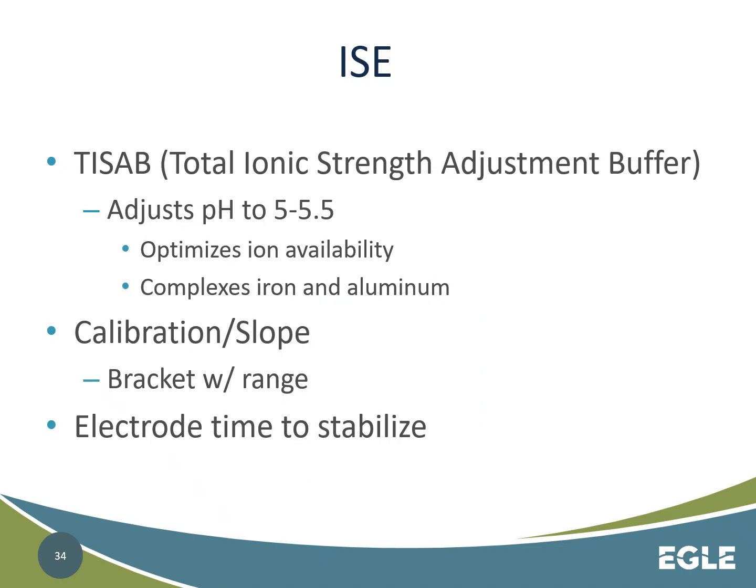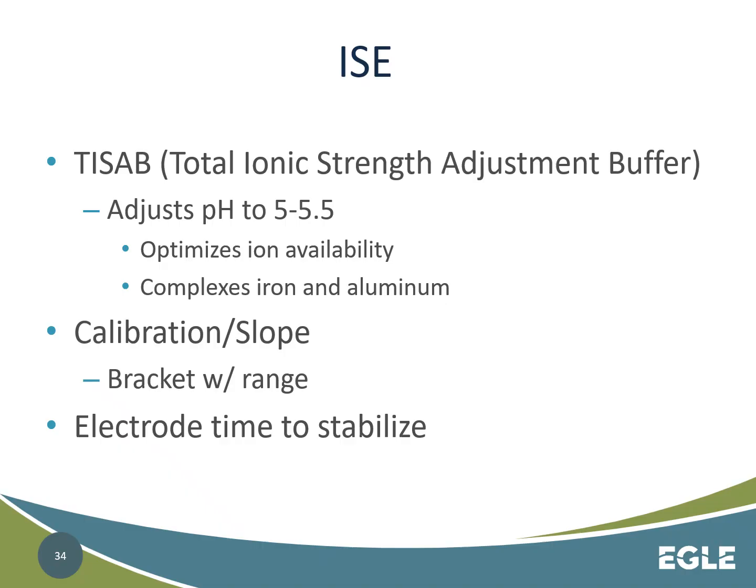So with doing the ISE method, ion selective electrode, you have to put a buffer solution in there to adjust the pH to 5 to 5.5. This helps in creating the brackets needed for your range and your slope for detection. It optimizes the ion availability. It's typically a 1-to-1 ratio depending on the amount of sample or the TISAB used. It just kind of depends which one you're using.